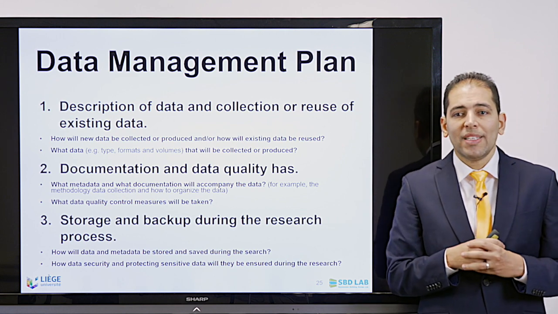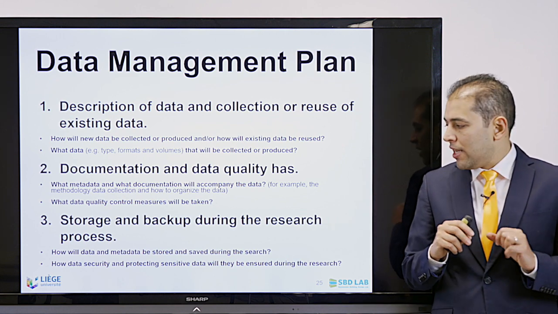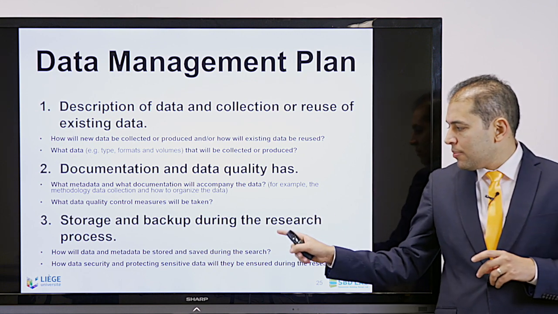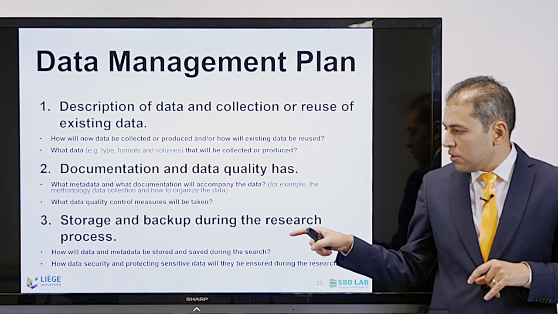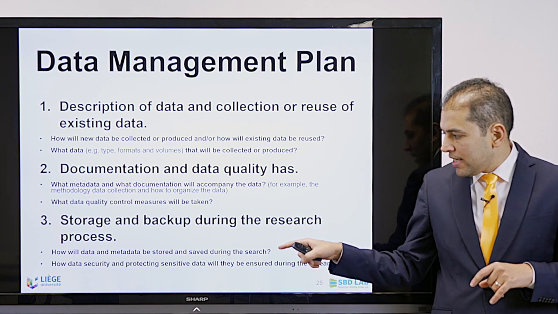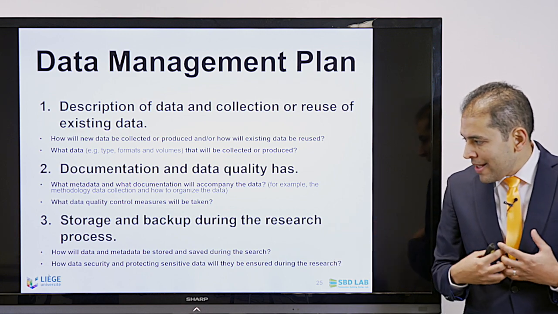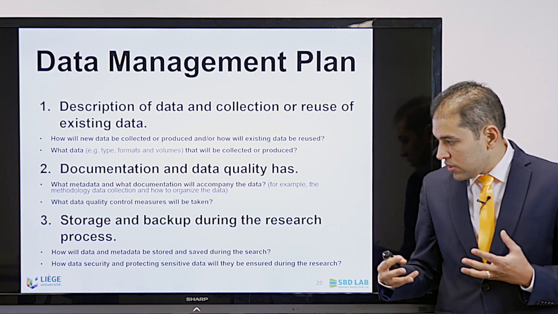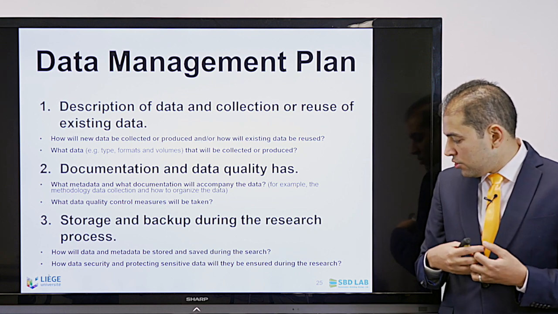Third item in your data management plan, you need to have a title or a section under it, and you answer the following question: storage and backup during the research process. How are you going to do it? So here you have to answer the following question. How will data and metadata be stored and saved during the research? And how will research data security and protection of sensitive data be ensured during the research?